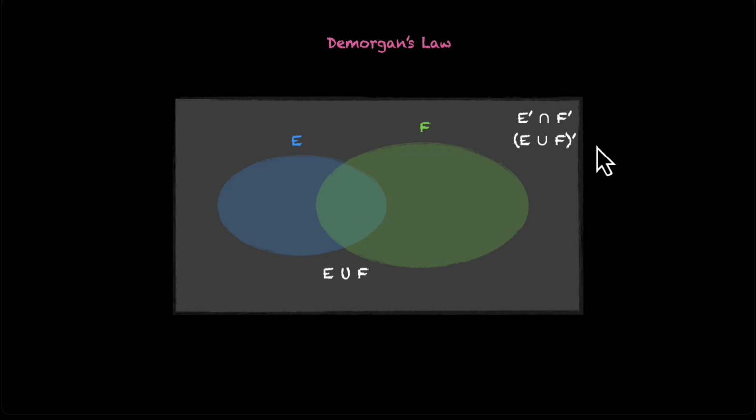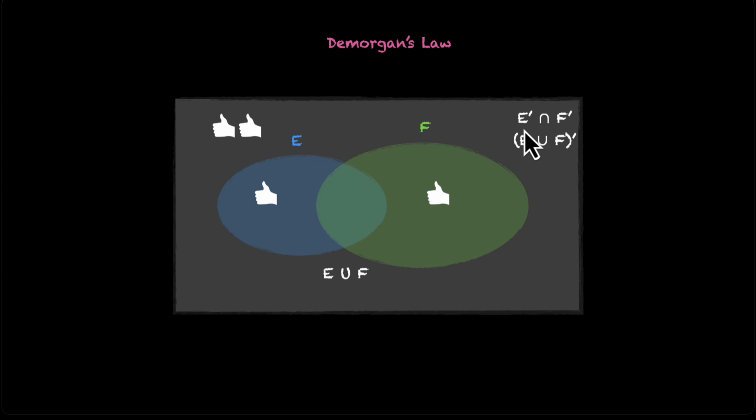Okay, so let's do this together. Let's look at the first one. It says E dash, which means everything outside E. It's going to be this thing, the gray zone, and it's going to be this thing, the pure green zone. These two are outside E, which means they combined become E dash. Now let's look at F dash. F dash is everything outside the green zone, which means again the gray zone and the pure blue zone. And now let's look at them together.